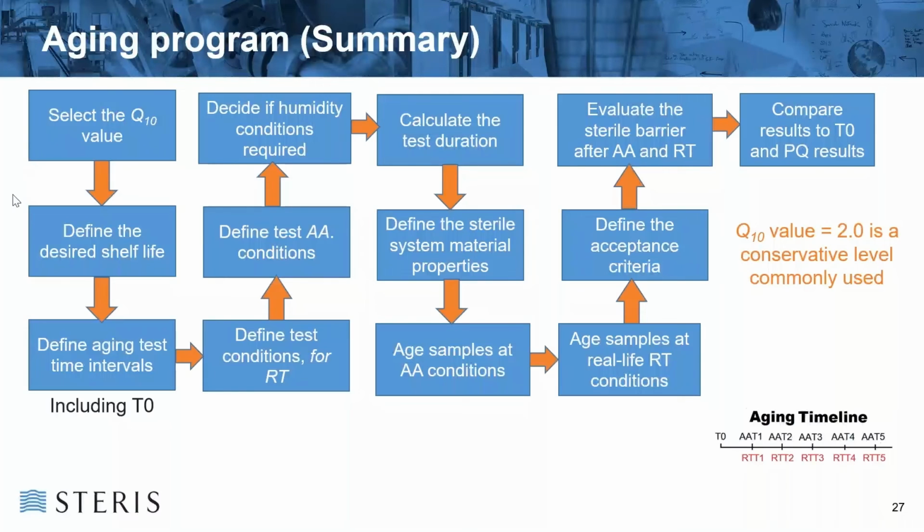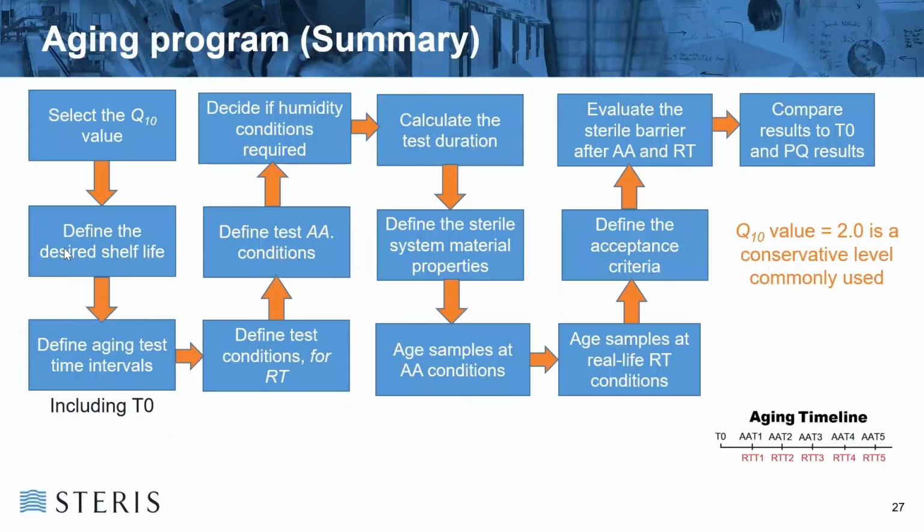You're going to define the desired shelf life. As Noel mentioned earlier, there's many factors that go into what that desired shelf life is. You're going to define the aging test time intervals, including time 0. So you're going to almost always want to test some sort of interim time point. So if your ultimate shelf life is 5 years, you might also want to test 1 year, 3 years, and 5 years, just to have some interim time points in the event that a later time point might fail. Or you could also go to market with a shorter shelf life to start and ramp that up as you get additional data going on.